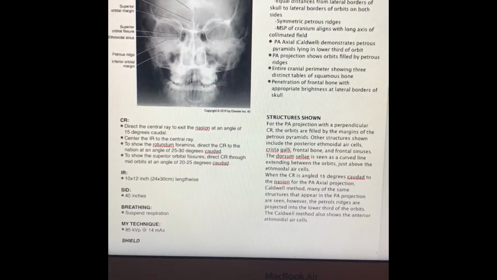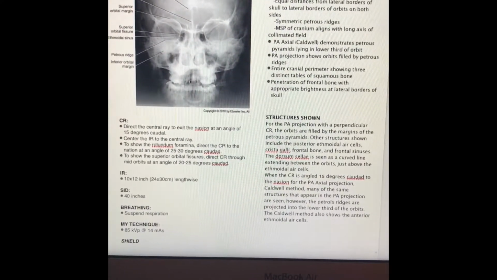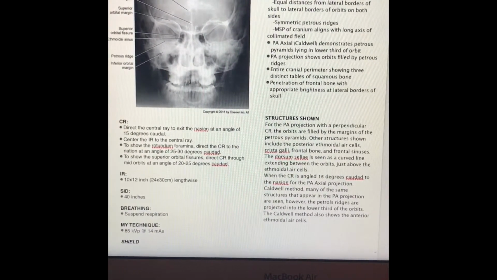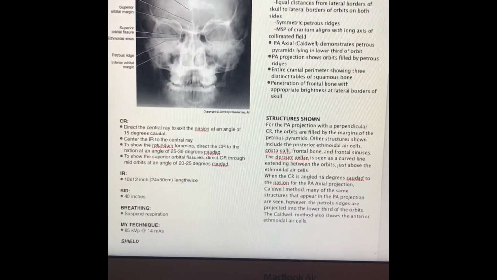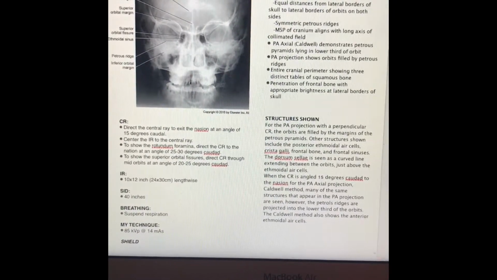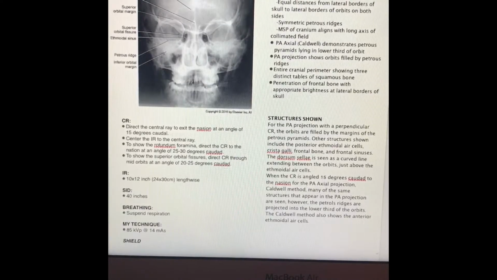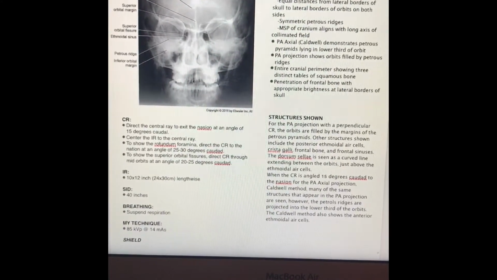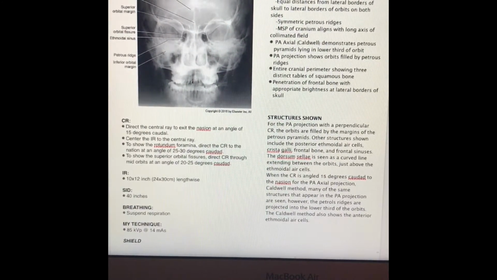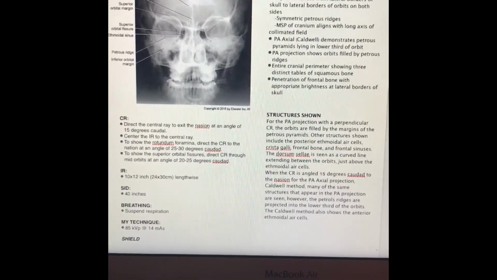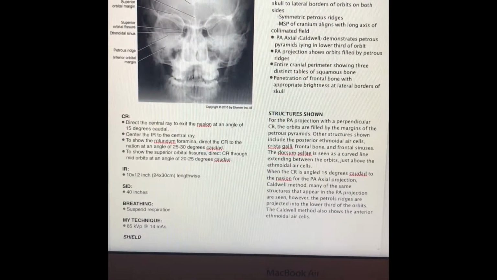To show the foramina rotunda, we're going to direct the CR to the nasion at an angle of 25 to 30 degrees caudad. To show the superior orbital fissures, we're going to direct the CR through the mid-orbits at an angle of 20 to 25 degrees caudad. We're also going to center the IR to the central ray.